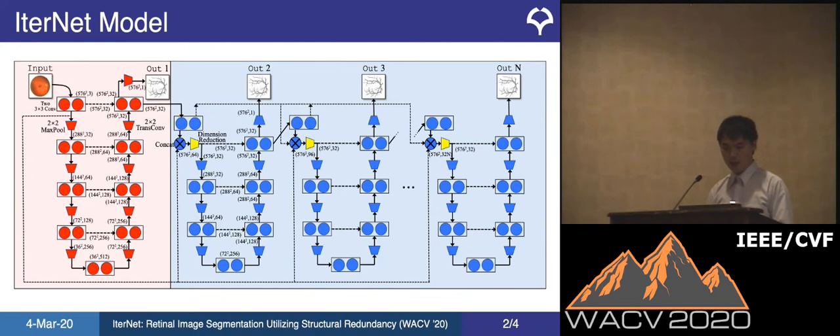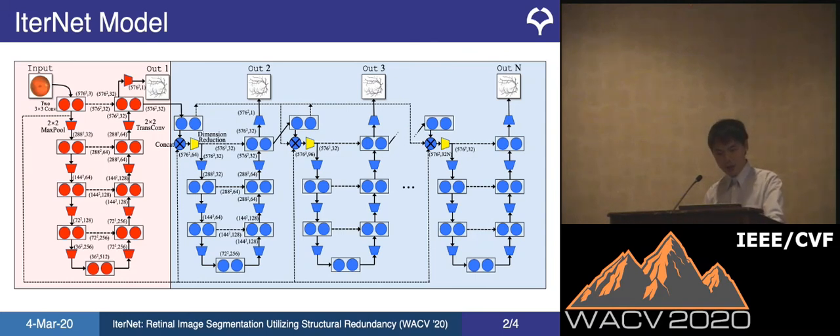Humans can make good segmentations because we know that these vessels are connected and can infer how they are connected. So humans can make refinement on their segmentation results. So it will be good if we can give the deep learning models the same ability to refine their segmentation results by themselves. With this idea, we designed the Ethernet model as follows.